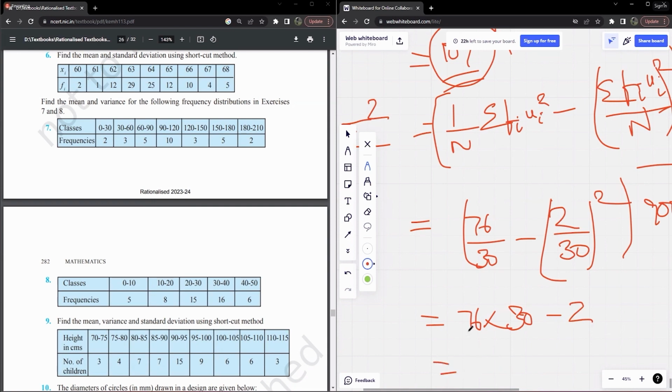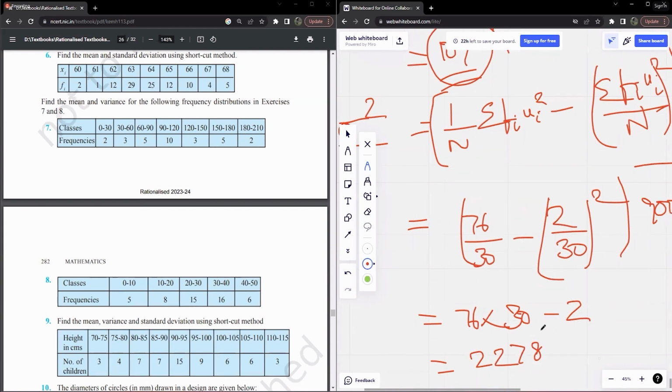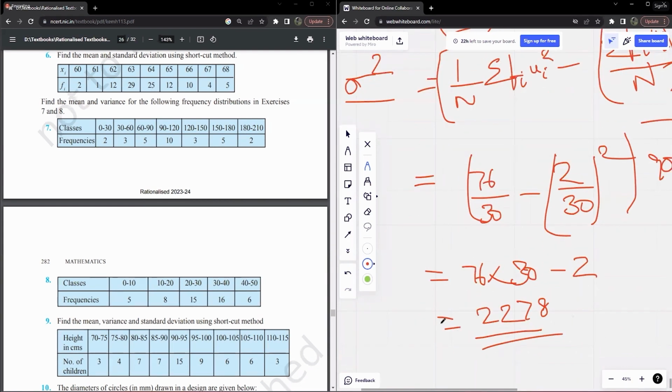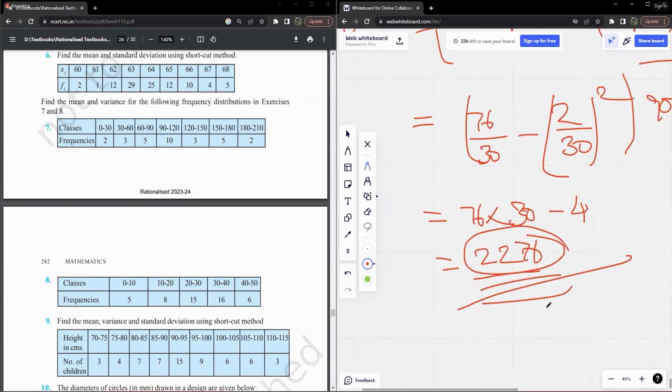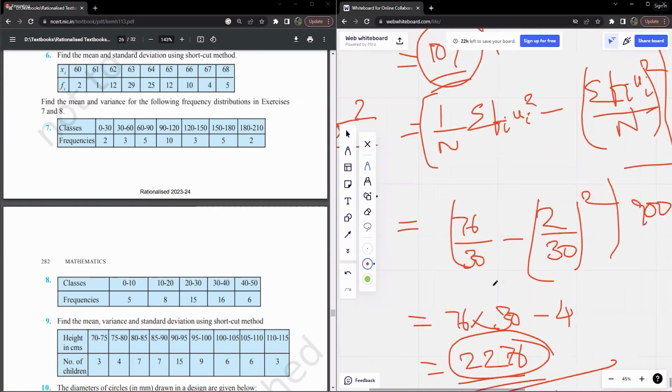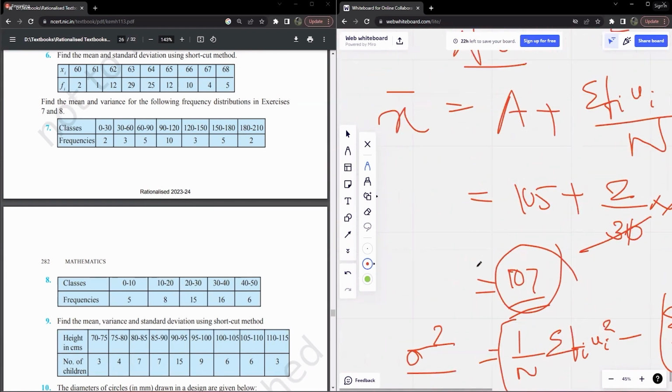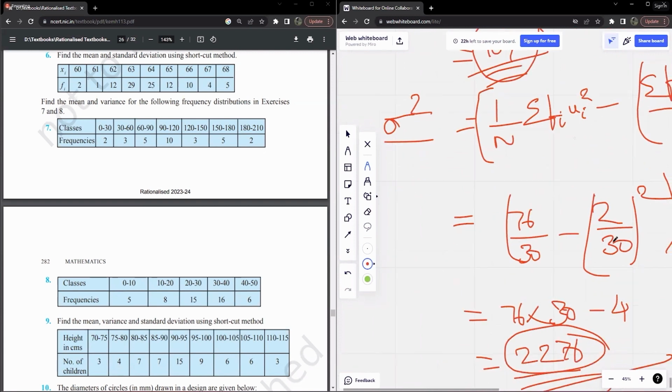Which is, if you multiply 76 into 30, you get 2280, minus 2, which is 2278, and that is the variance that you're searching for. Wait. I made a mistake again. It's not 2. This is 2 squared, which is 4. So this is not 2278, but it is 2276. So finally, we have the mean being 107 and the variance being 2276.